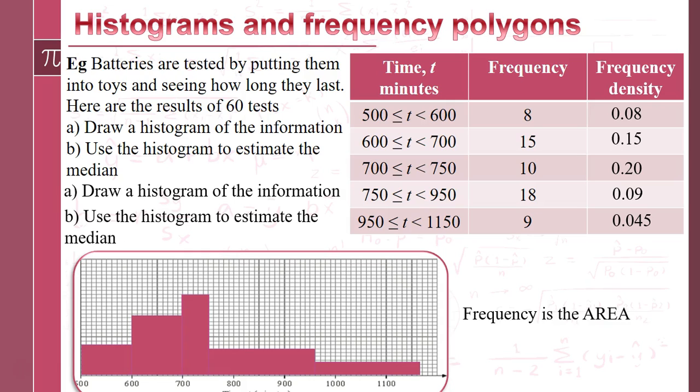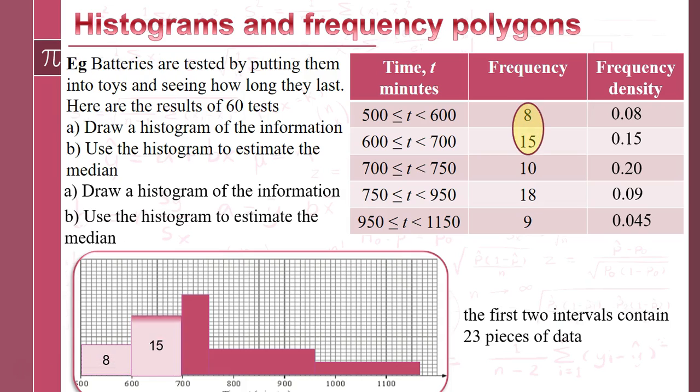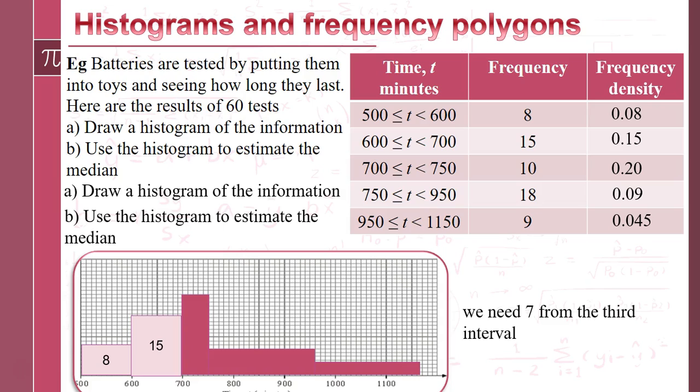So if we're talking about our histogram, the frequency is the area. We know our first two columns, 8 and 15, the area of those bars have got a total area of 23. So we need another column that's got an area of 7, and that's going to come from our next category, which is our third interval, the 700 to 750 category. So we're going to need that column there.